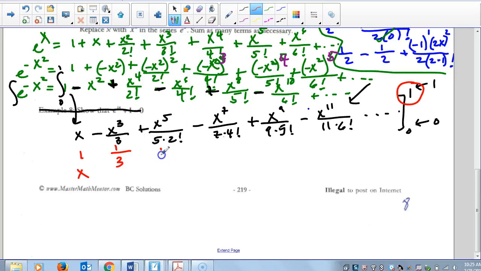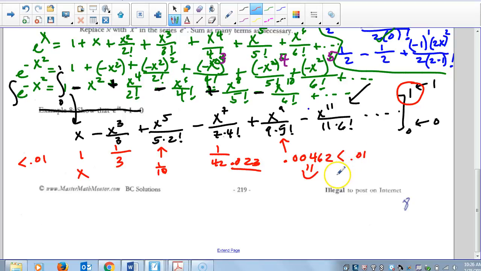This one is going to give me 1/10. Clearly that's 0.1, that's too big. This guy's going to give me 1 over 42, which looks kind of promising, but it's 0.023. Still too big. I'm trying to get smaller than 0.01. And 0.02 is bigger than 0.01. Keep on going. This one is going to give me, if I just throw it in a calculator, 0.00462. Well, that is a very happy thing. That's smaller than 0.01. It's the first one that's smaller.